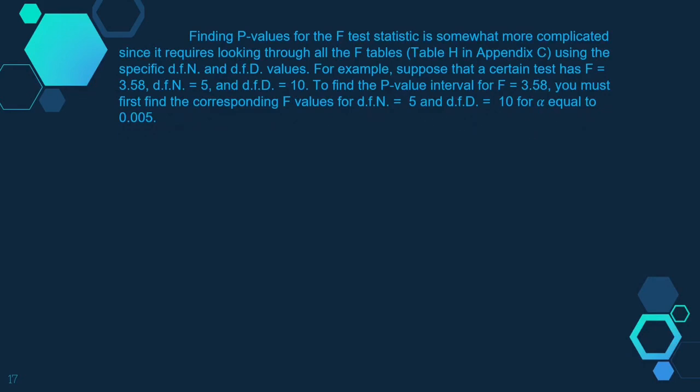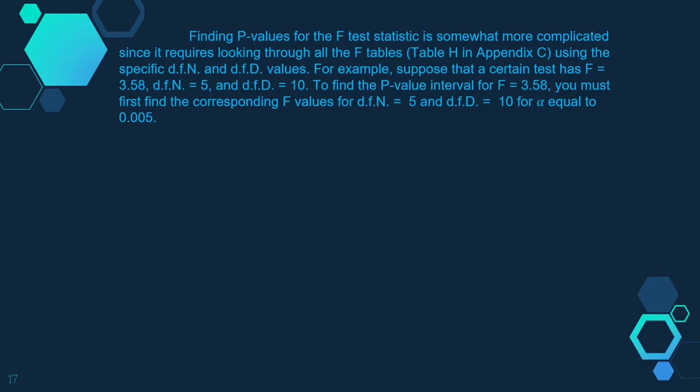Finding P-values for the F-test statistic is somewhat more complicated since it requires looking through all the F-tables in Table H in Appendix C using the specific DFN and DFD values. For example, suppose that a certain test has F is equal to 3.58, DFN is equal to 5, and DFD is equal to 10.